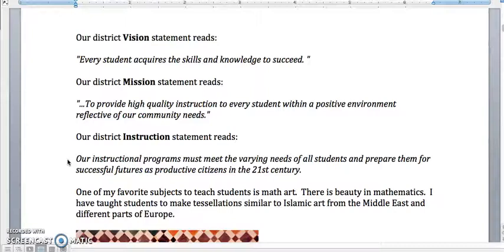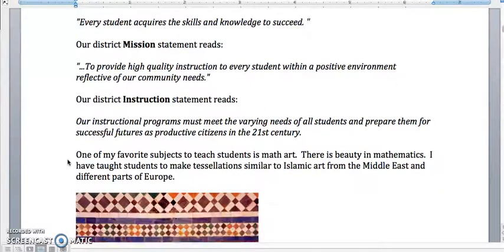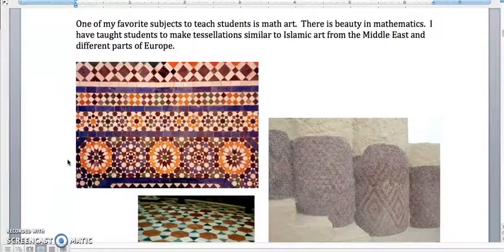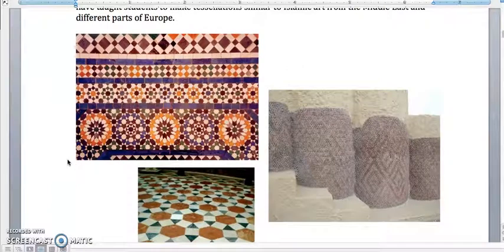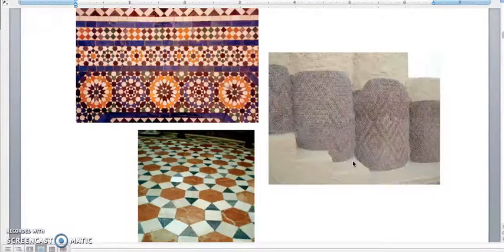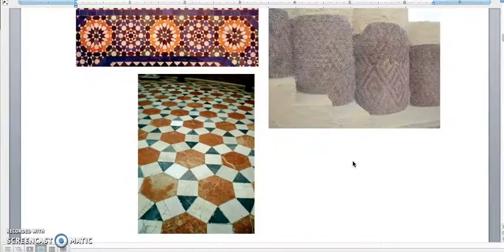Now, one of the things I do talk about in my proposal is that for quite a while in my career, I've always taught math art. And I think it's one of those areas that doesn't really get taught in school, but basically things like tessellations. Here are some examples of real life tessellations and mosaics around the world, floors, walls, and pillars. And I try to teach those same kind of things in the class with paper and pencil.